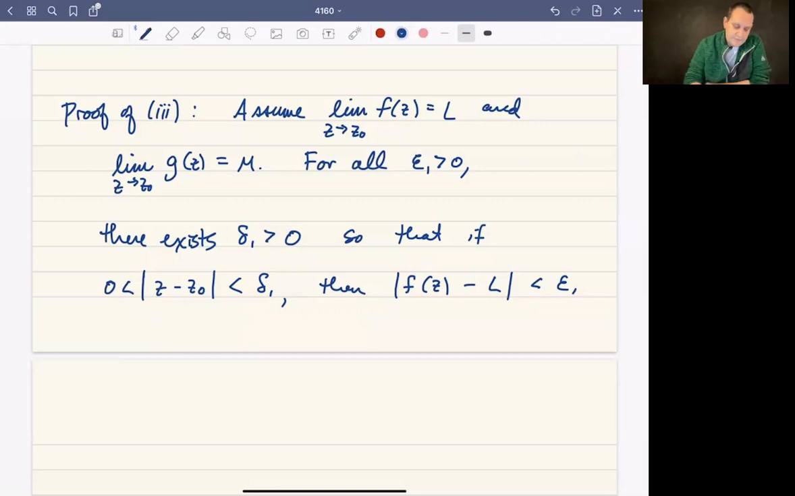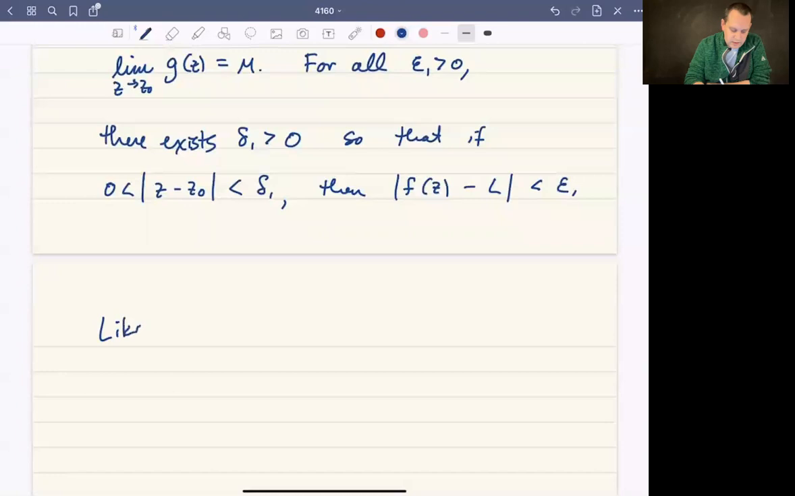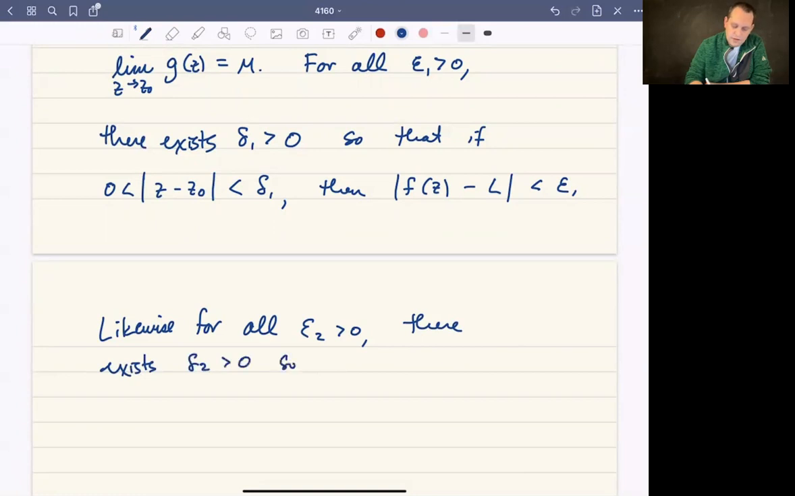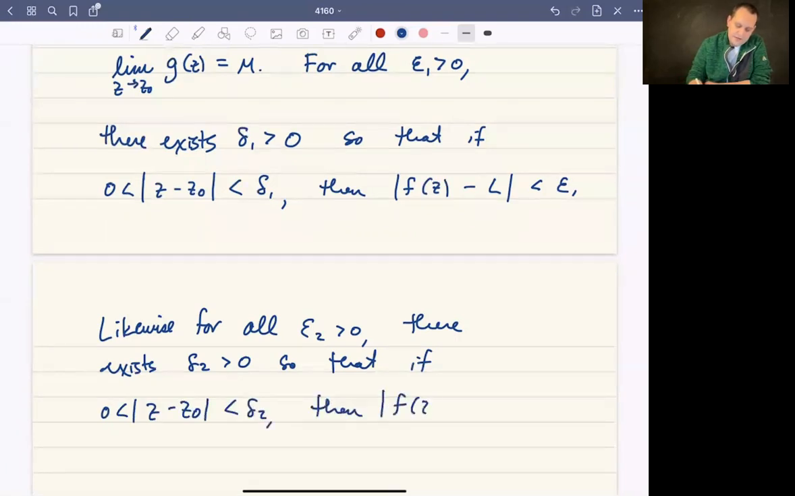And likewise, for all epsilon 2, there exists a delta 2, so that for all the points in the domain of g, if 0 is less than the absolute value of z minus z naught is less than delta 2, then g of z minus our limit m is less than epsilon 2.